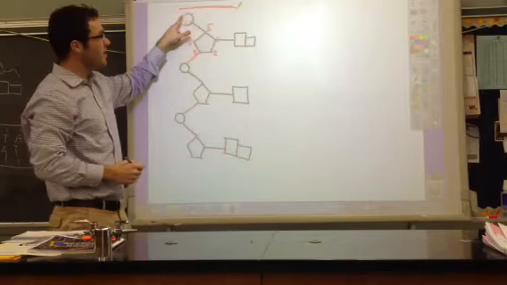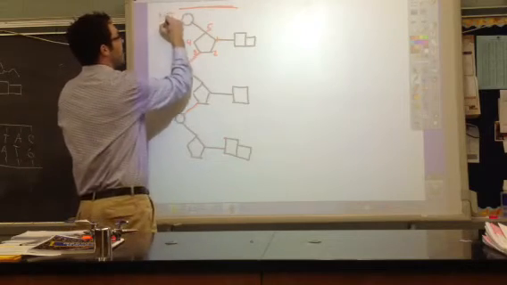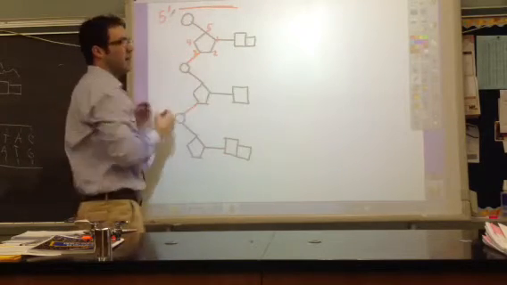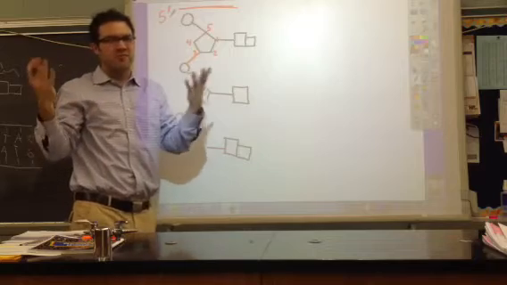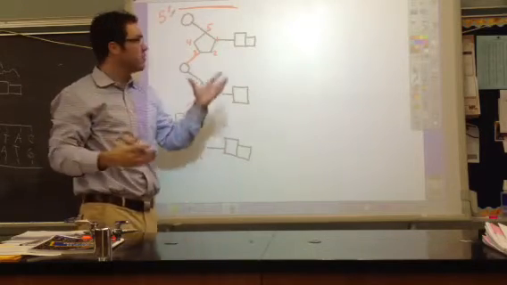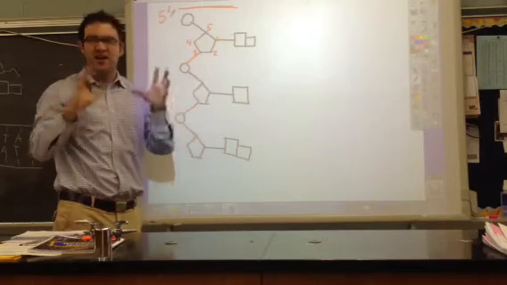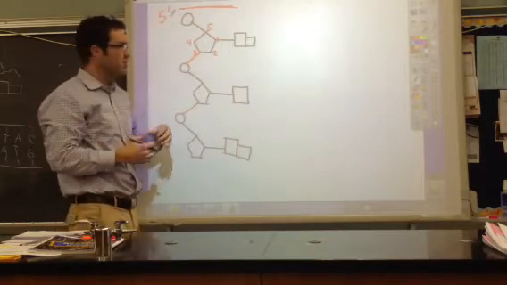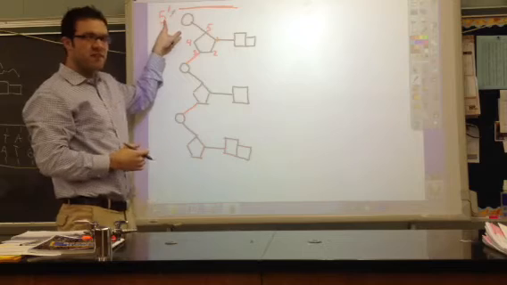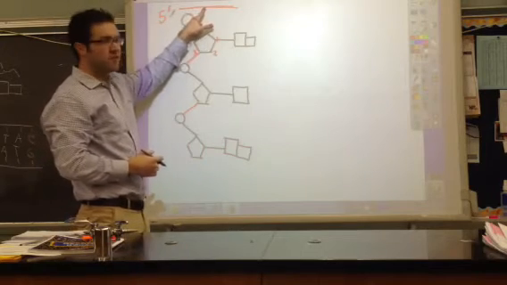So what they say is, this is the 5 prime, and I can explain prime, it's just a number that they associate with these carbons. They call it the 5 prime side. You can say it's the 5 side, you would still be able to answer any question that deals with it. So this is the 5 prime side because the 5 is closest to the end.